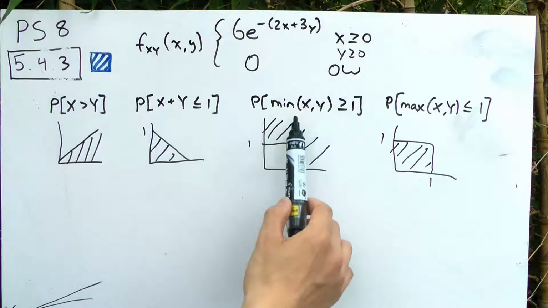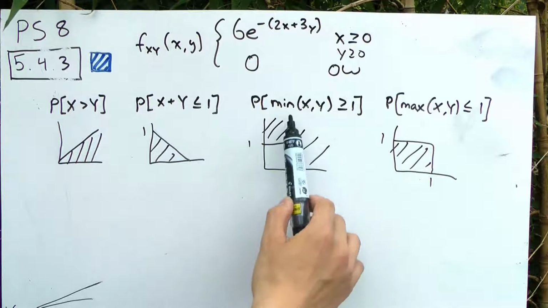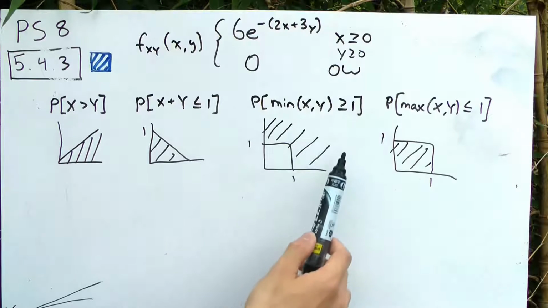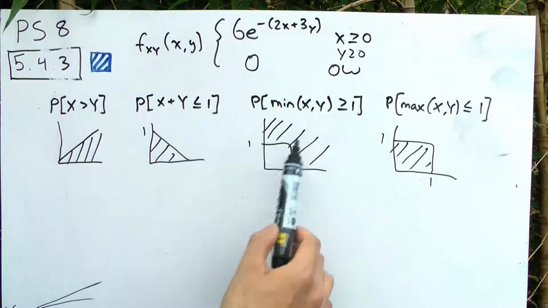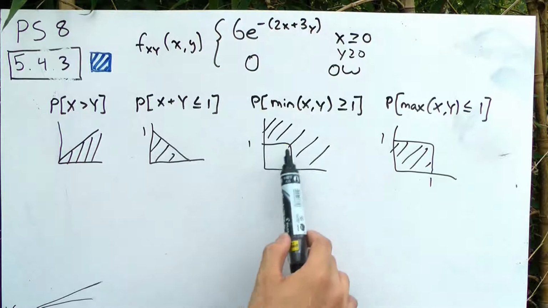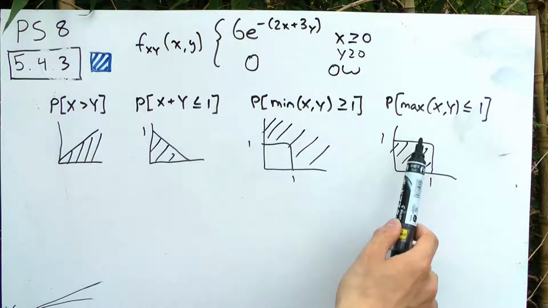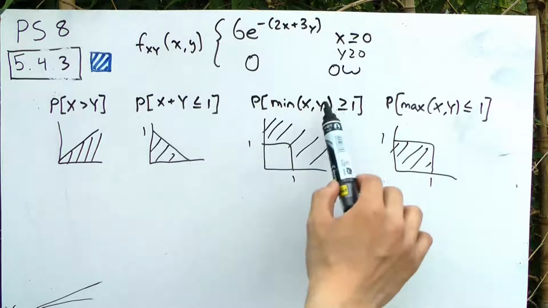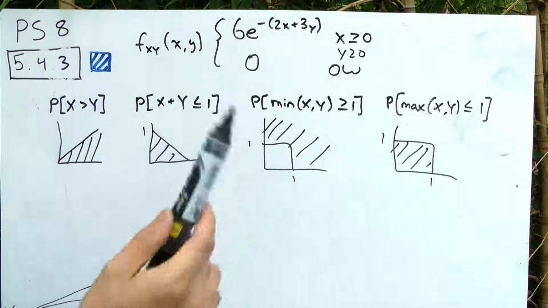So either could be, at least one has to be greater than 1. So we have to exclude the square from 0 to 1, 1. And the max of x and y is actually the exact opposite of this expression, so the area is just the square.